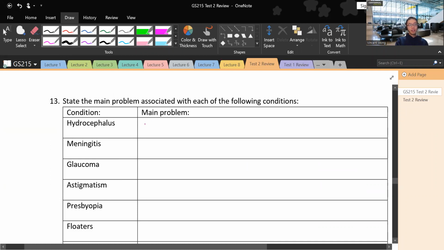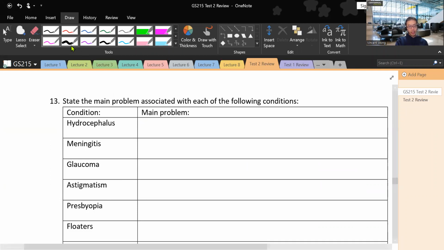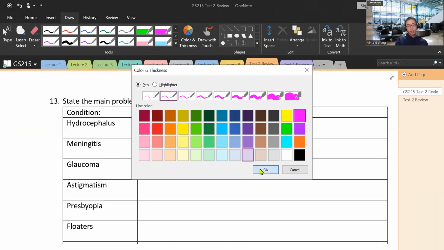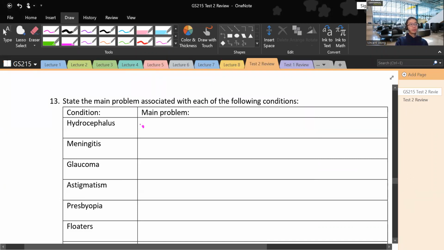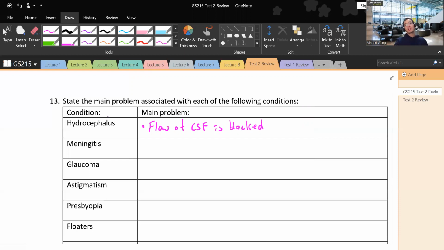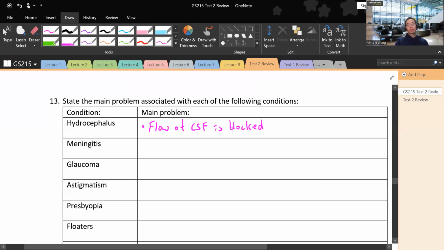So hydrocephalus, what's the main problem here? What causes hydrocephalus? Block CSF, yeah, but it's no drainage. Exactly, all those are correct. So the flow of CSF, cerebrospinal fluid, is blocked. Can't drain them, right? Can't flow. It's blocked, and then that causes it to build up in the brain, and all those extra fluid will push against the walls of the ventricle, causing them to become enlarged. We have hydrocephalus.